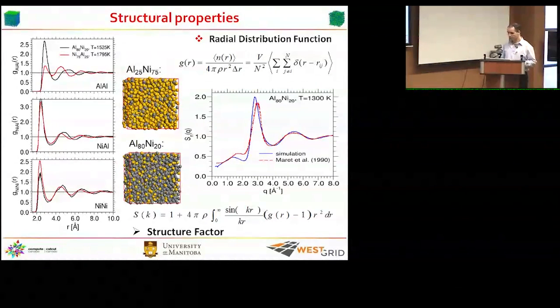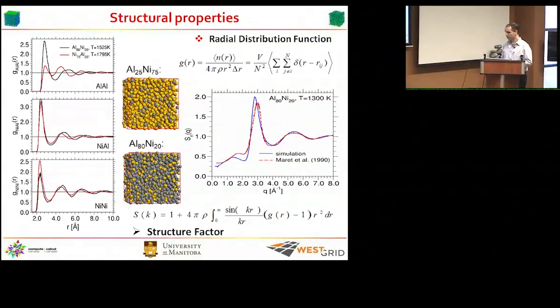Another structural property is the structure factor. Structure factor can be determined in experiment from X-ray or neutron diffraction. From simulation, we can compute the radial distribution function, and we can just use a Fourier transform to transform the radial distribution function to the structure factor.